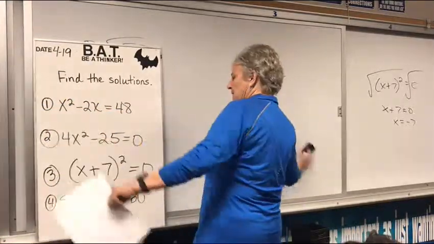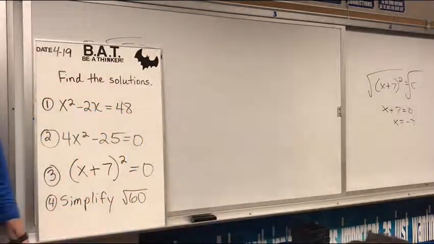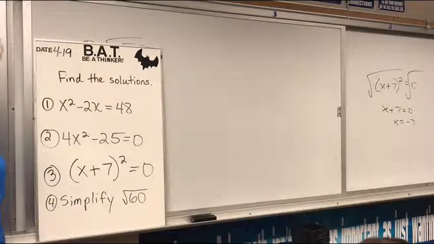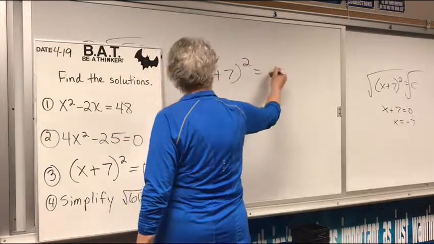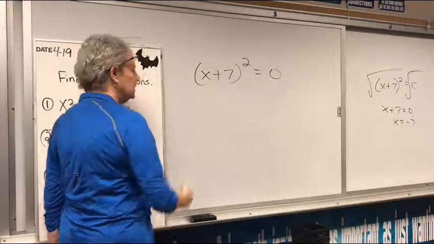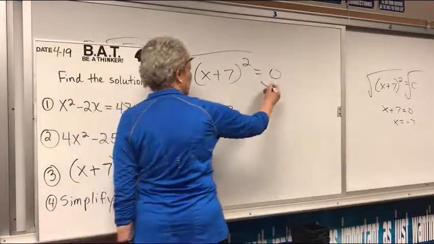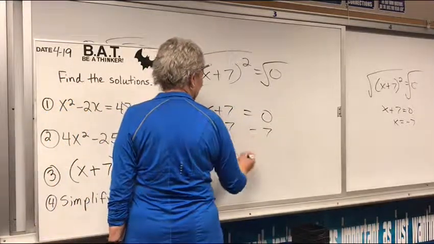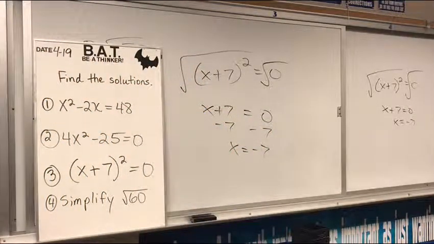Okay. Number 3 can be done the same way. My guess is you just put negative 7. There's only one answer, negative 7. Solving by square root means you can take the square root of both sides. Square root of that is x plus 7. Square root of 0 is 0. Subtract 7, x is negative 7. Tonight you're going to solve all of them by square root.